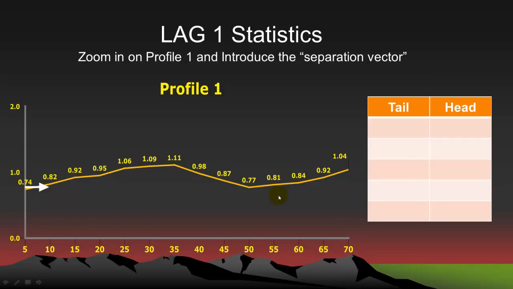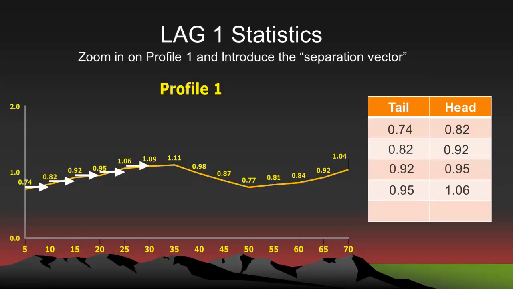What do we do when we have 2 sample values? Well, let's make a table. So we make a table over here, and we'll have two columns in this table, and we'll plot the sample values that are at the tail of the vector and the sample values that are at the head of the vector. So 0.74, 0.82. Then we'll move the vector over, as we see on the graph here, and now 0.82 is at the tail, 0.92 is at the head. We move the vector up again, 0.92 at the tail, 0.95 at the head, and do this one more time, 0.95, 1.06, 1.06, 1.09, and so on.